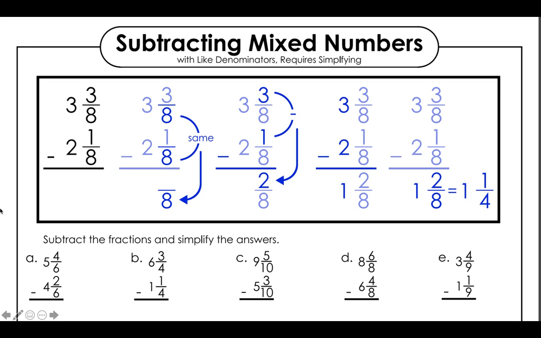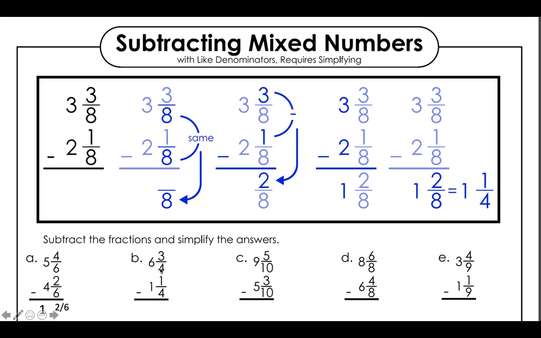So I have letter A. I have 5 4/6 minus 4 2/6. And I have 2/6 left over because I brought the 6 down. I subtracted 4 minus 2. Now I have to subtract the whole numbers. 5 minus 4 gives me 1.